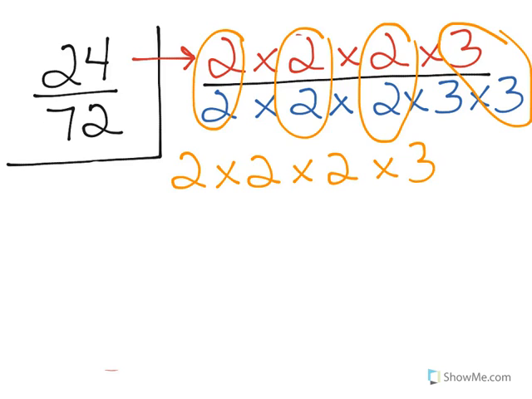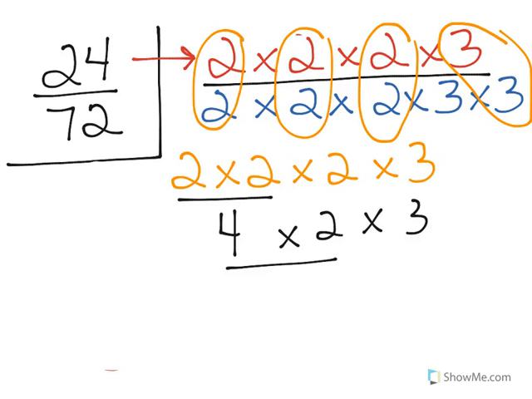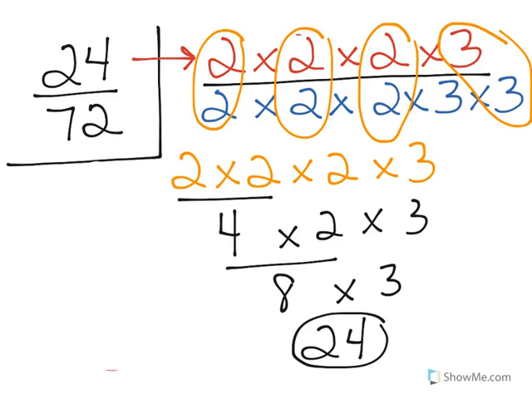Now I want to multiply these all out, and I can follow the order of operations. 2 times 2 is 4, and I bring down the rest of what I have left up there that I have not used. 4 times 2 is 8, and bring down that times 3, and 8 times 3 is 24. This is the number that I'm going to go ahead and divide my numerator and denominator by.